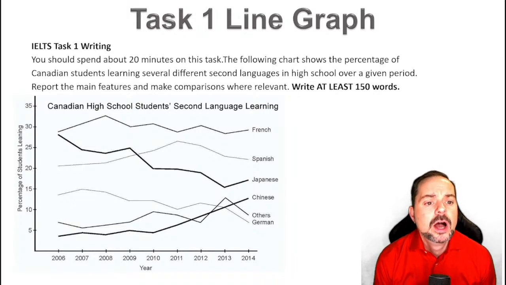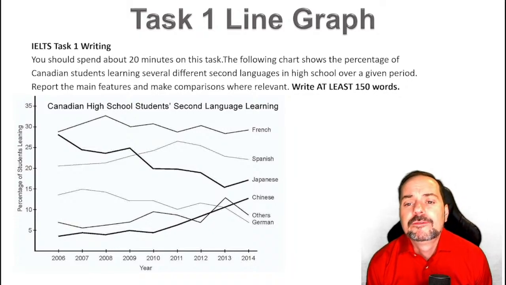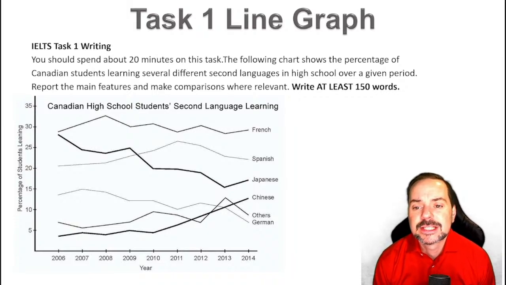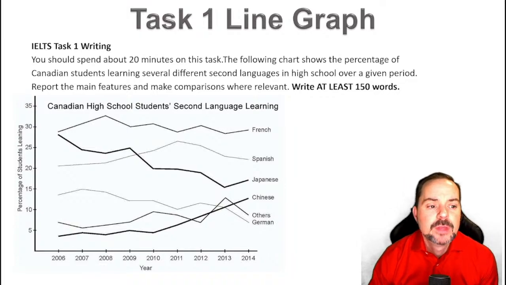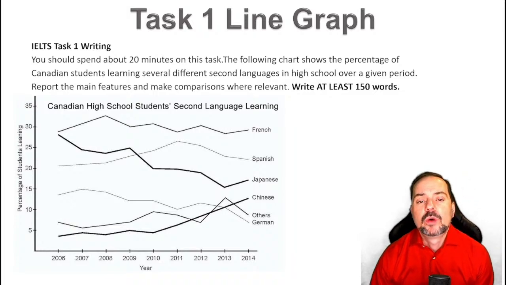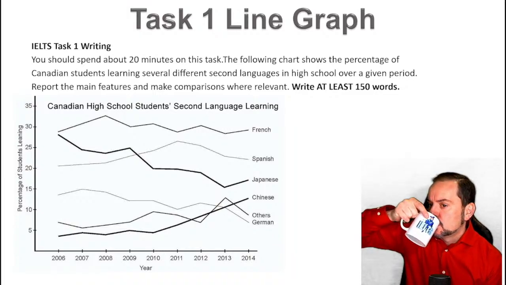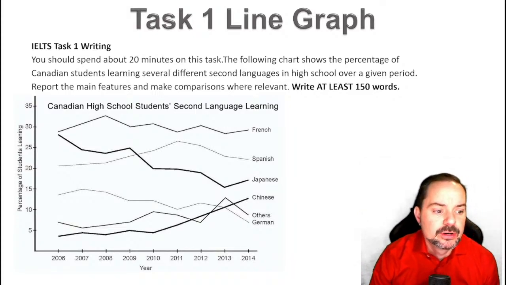All right. You should spend about 20 minutes on this task. The following chart shows the percentage of Canadian students learning several different second languages in high school over a given period. Okay, report the main features and make comparisons where relevant. Write at least 150 words. That's minimum 150 words. And yes, they definitely count the number of words.